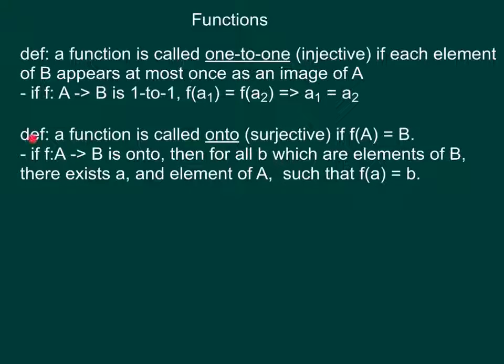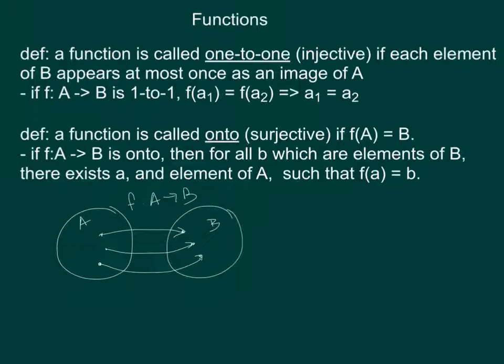Our next definition, a function is called onto, also called surjective, if the image of A is equal to B. In other words, f maps all the elements of A in such a way that the entire set B is mapped onto. So another way of saying that, f, a function from A to B, is onto if for all b, which are elements of B, there exists some a in the set A such that f of a is equal to b.